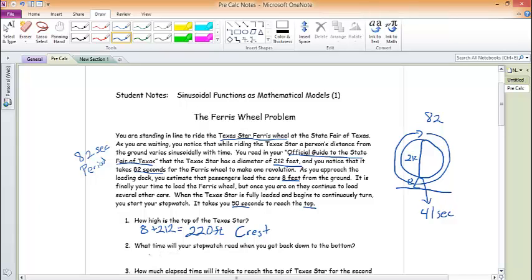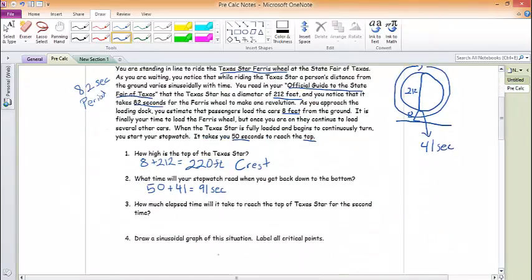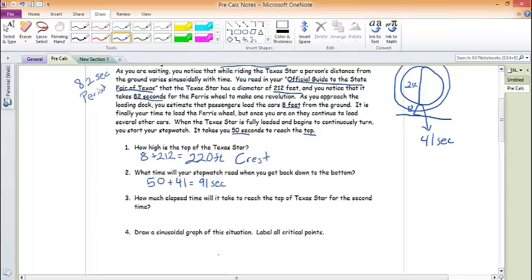But we noticed that at 50 seconds we were at the top, so 50 seconds has already gone by. Boy, how time flies! Then I add the 41 seconds, or half of the period, to get that I am at the bottom. After this rotation, it is 91 seconds. Okay, let's go down to question 3.